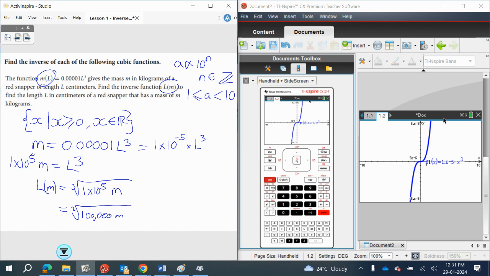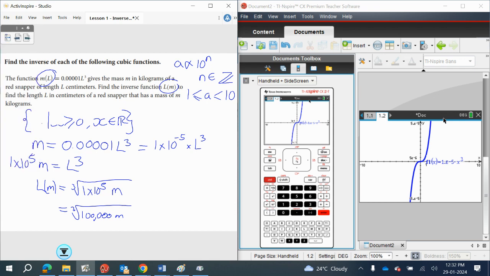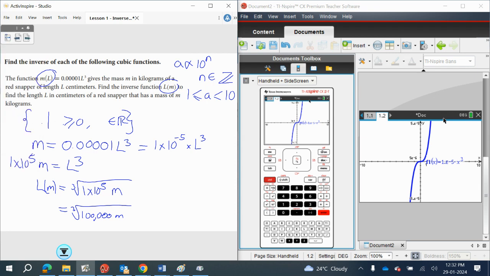What is the domain of this function? We just fix that. So this function is L, L, L, and the domain of this function is M, M, M. That's the domain. That's it for that one.